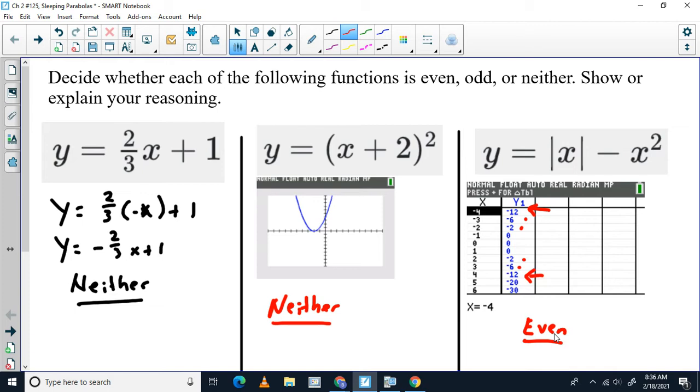So I've got 3 ways to check it. I can input that negative x, I can look at the graph, or I could look at the table of values, and then I can make my decision from there. I'm okay with any of these 3 unless they actually tell you which one to use, but you just have to explain what your reasoning would be.